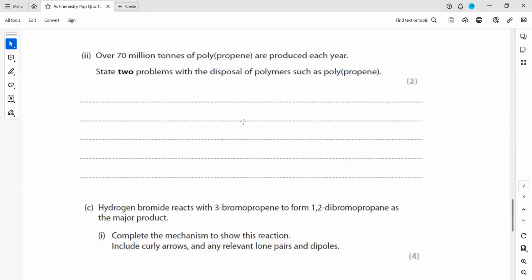The next: over 70 million tons of polypropene are produced each year. State two problems with the disposal of a polymer such as polypropene. So what are the problems related to these addition polymers which are non-biodegradable? Many of these polymers are non-biodegradable. So what will happen as a result? It will increase the size of landfills, like dumping grounds. We have to use a large area to dump these polymers.